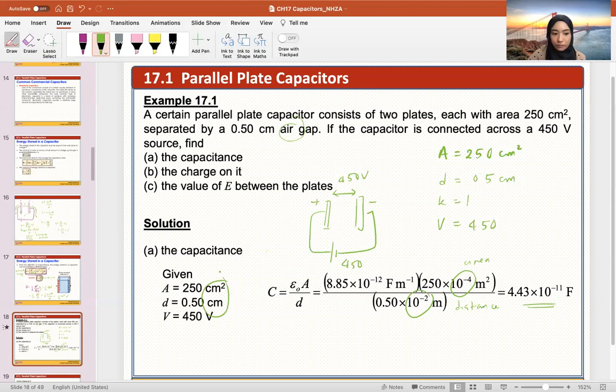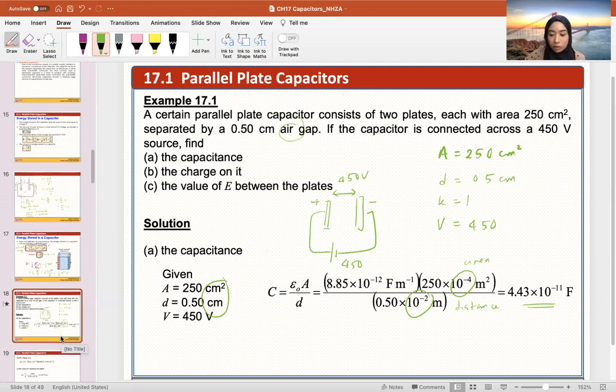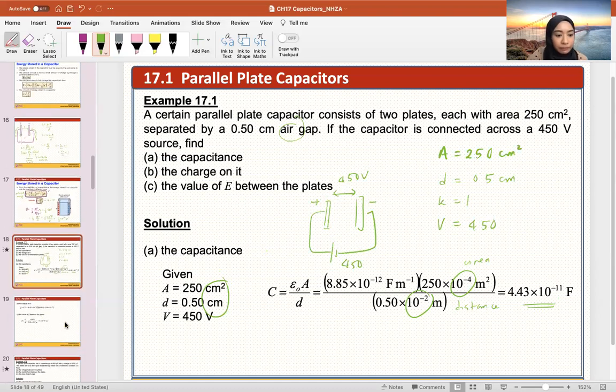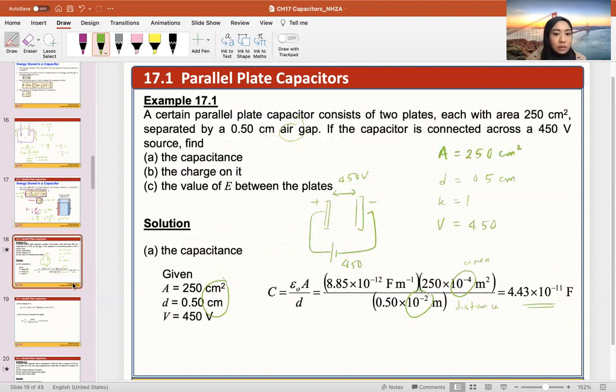Because this is not ratios. This is an equation. An equation needs SI. If it is a ratio, centimeter over centimeter, it is fine. But this is not a ratio. Okay, and the next question.